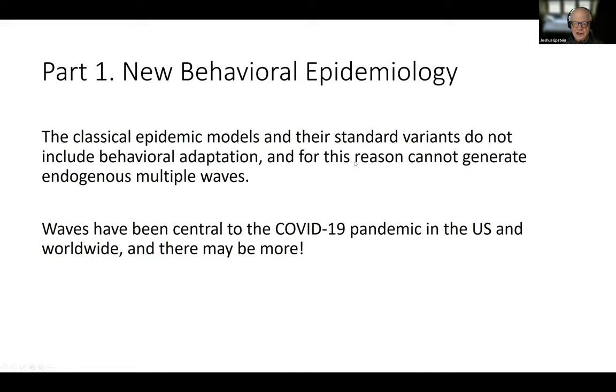And it really can't generate multiple waves of epidemics without introducing exogenous forces like seasons or birth rates or other sorts of things. The classical model really doesn't include behavioral adaptation and can't generate waves. And the waves, of course, have been central to COVID-19 in the US and worldwide. And frankly, given the growing hesitancy about vaccines, we may have further waves or premature relaxation of distancing. There are lots of mechanisms for waves, and I'll talk about those.